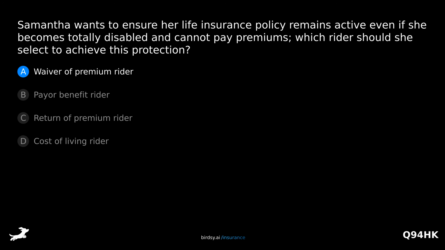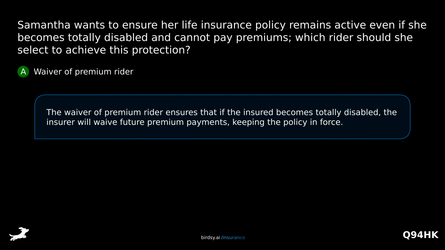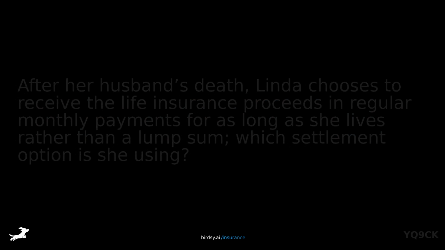Is it A, waiver of premium rider, B, pay or benefit rider, C, return of premium rider, or D, cost of living rider? The correct answer is A, waiver of premium rider. The waiver of premium rider ensures that if the insured becomes totally disabled, the insurer will waive future premium payments, keeping the policy in force.